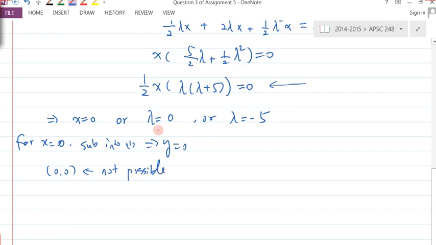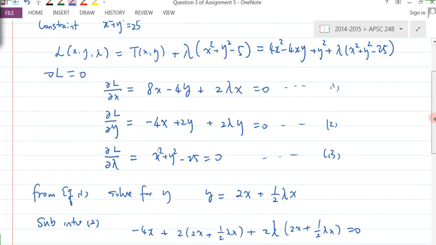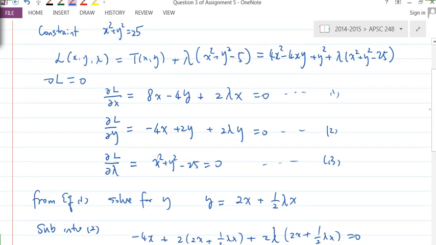Okay. So now let's look at the values of the solution for lambda equal to 0 and lambda equal to 5. For lambda equal to 0, what do we have then? We can substitute into equation number 1, with lambda 0. So we end up with what? ax equal to 4y, y equal to 2x.